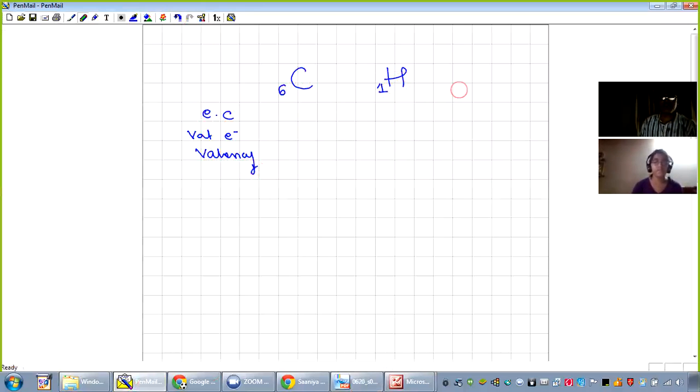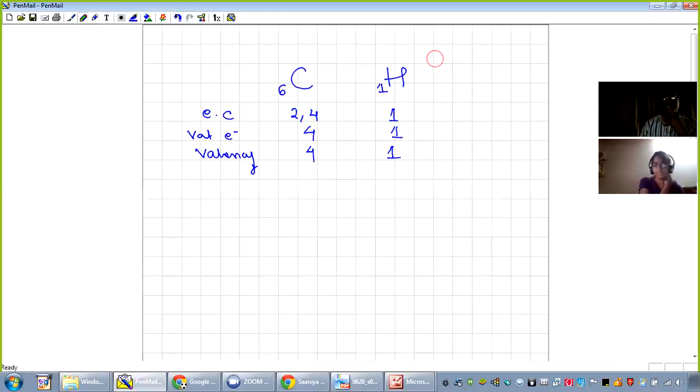Have you written this much? Yes, I have. Hydrogen needs 1, and carbon needs 4. What is the electronic configuration? 2, 4. Correct. Its electronic configuration is 2, 4, so valence electrons will be 4, so valency will be 4. Hydrogen needs 1 more.